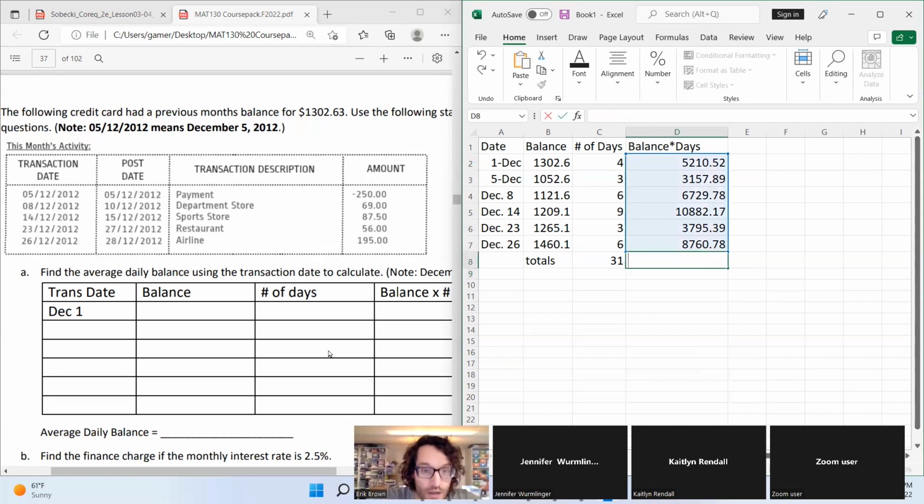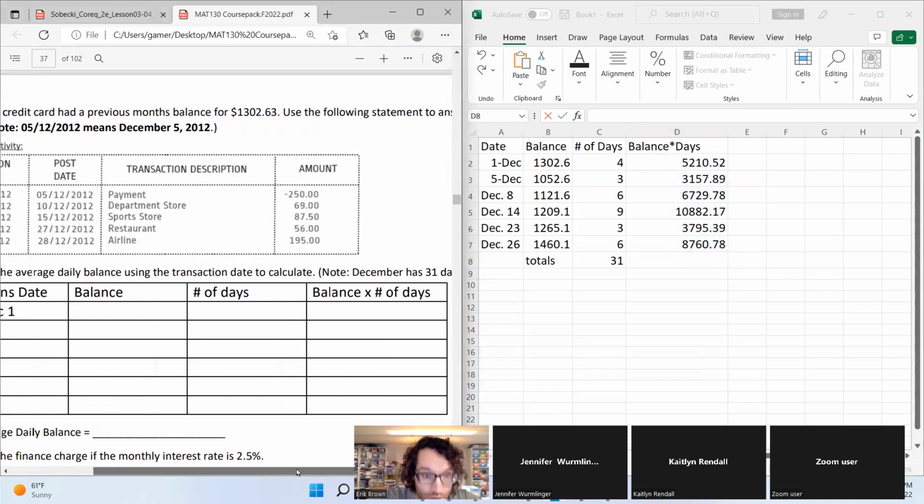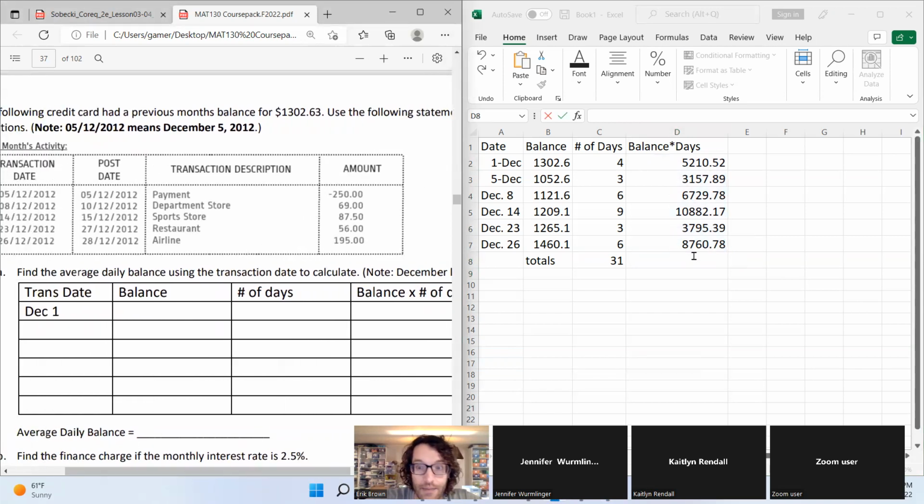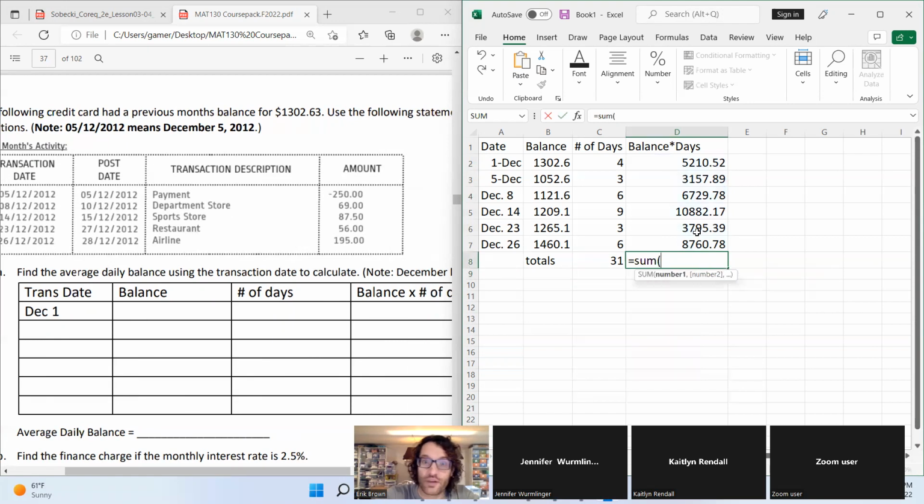So the thing we want next, what we need to get the average daily balance, is we need to add up all these balances times days. So I'm doing the equals and then the sum, and I'm using parentheses, or you can double click it. And then I'm just drag selecting all the cells where the balances times days were. And this gets us the sum of all the balances times all the days.